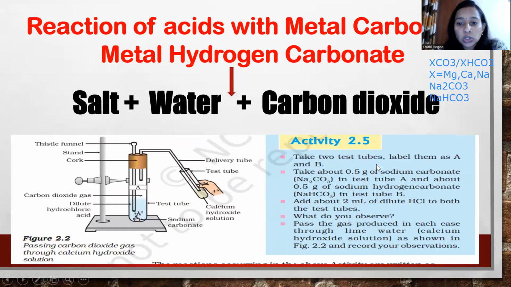Take 2 test tubes, label them as A and B. Take 0.5 gram of sodium carbonate, Na2CO3, which I have written here, and sodium hydrogen carbonate, NaHCO3, in test tube B.